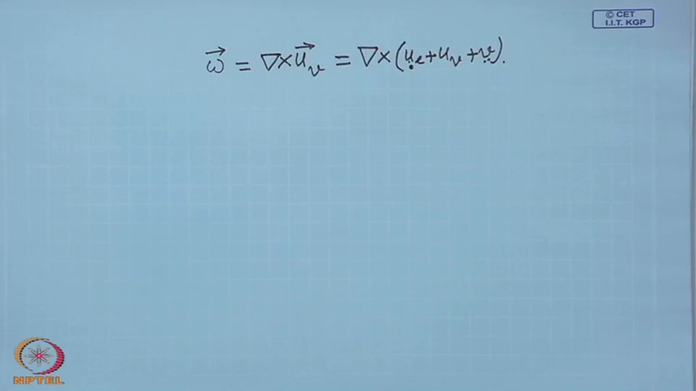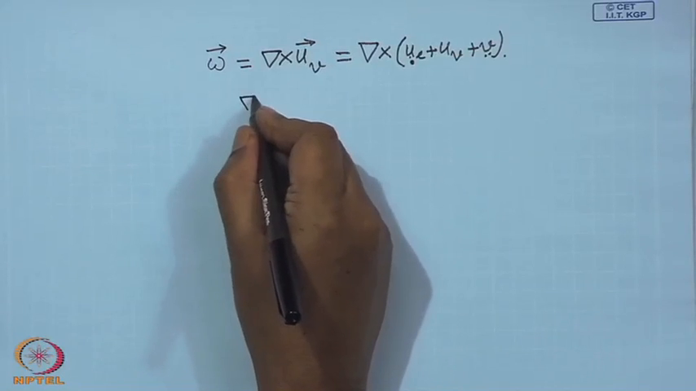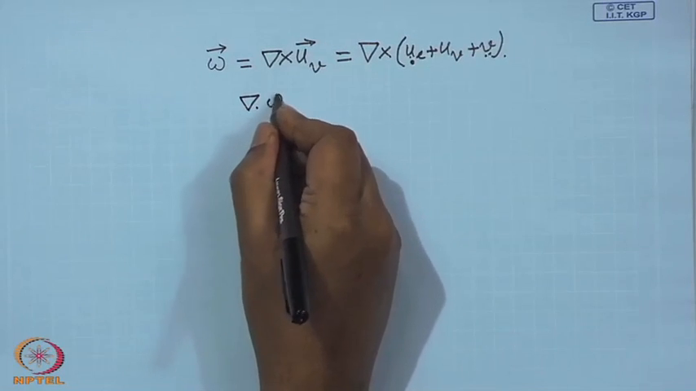So, the curl of the total velocity itself is the curl of u v, and that is omega. And since vorticity is the curl of a vector, its divergence is 0. This is an identity.